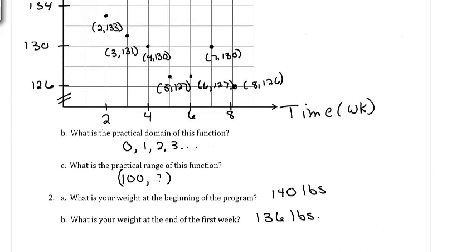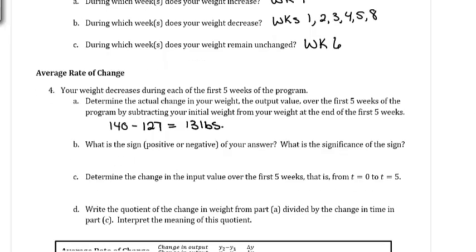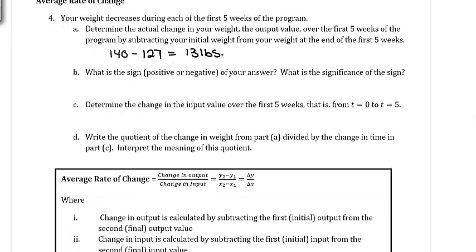And at the end of week 5, I was at 127 pounds. And so that's 13 pounds. And what's the sign of this? Well, it's positive. And what's the significance of the sign? It means that we lost weight.